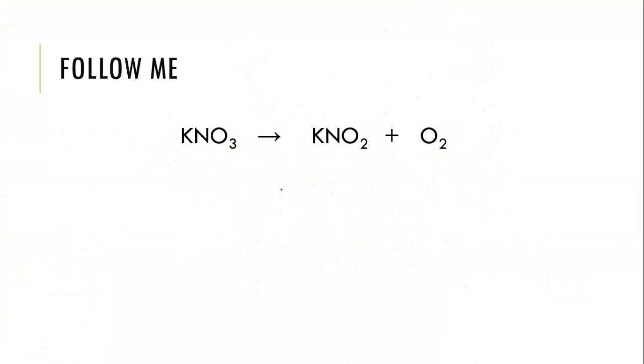Okay, so what about this one? Well, let's make our little chart. We have potassium, we have nitrogen, and we have oxygen. There's 1 potassium on each side. There's 1 N on the left. There's 1 N on the right. So far, so good. There's 3 O's right here. And over here, now here's what I'm going to recommend this time.